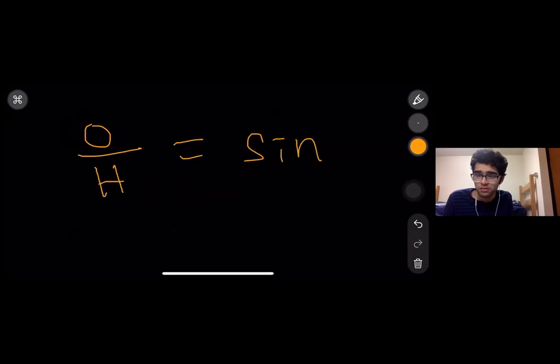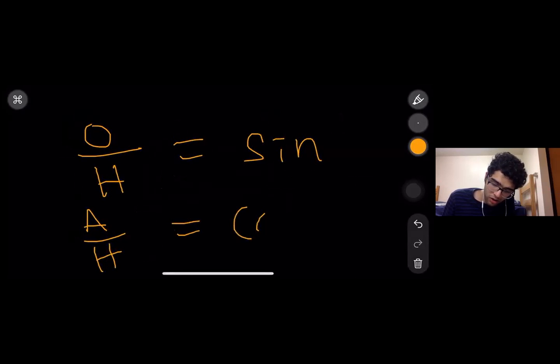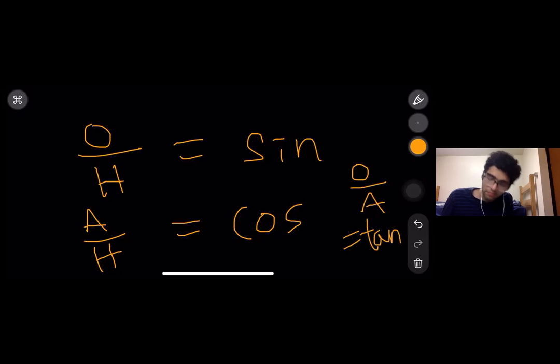Okay. Opposite over hypotenuse is called sine. Adjacent over hypotenuse is called cos. And opposite over adjacent is called tan. We'll just worry about these 3 now. There are 3 more, right? There were 6 ratios in total, but we will not talk about them now because they are just the inverse of all these 3 ratios.